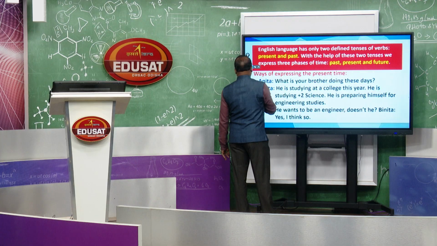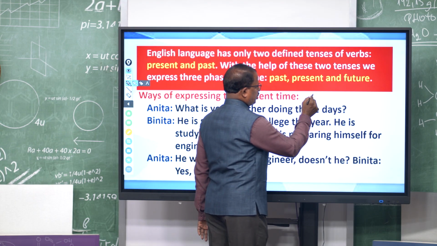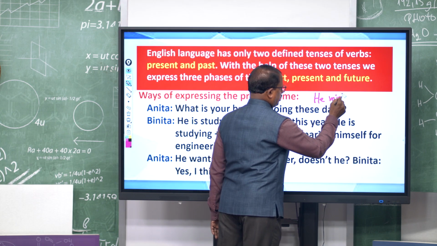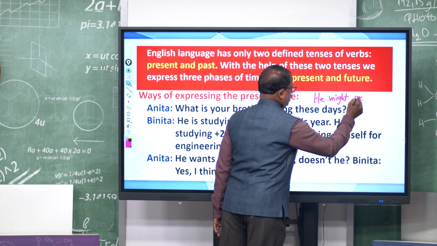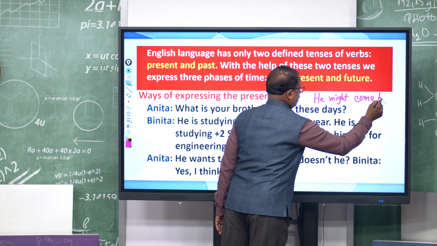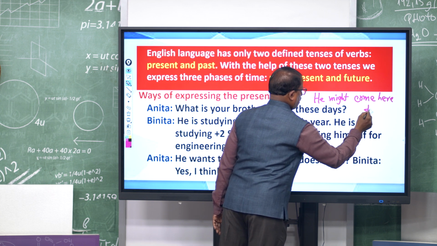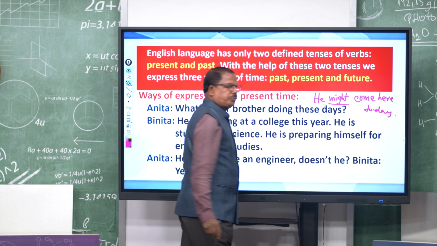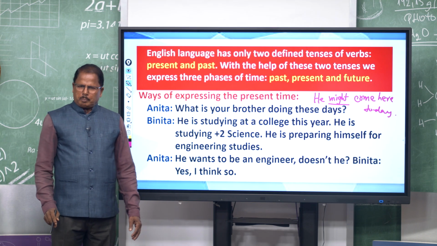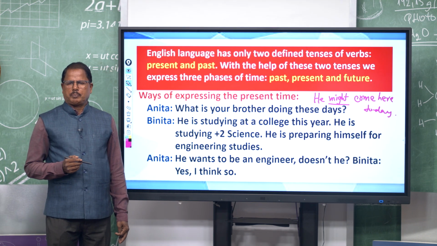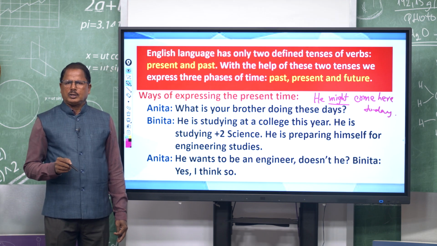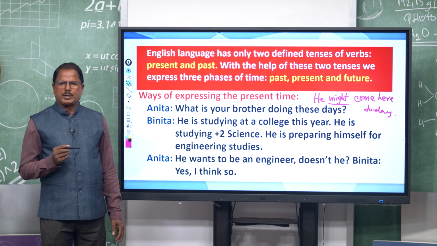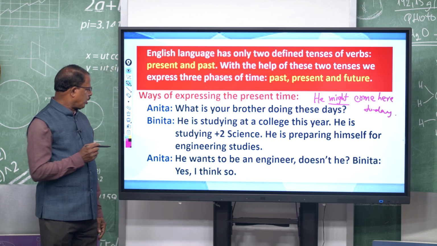So, he might come here, you just see. Might, this verb is in past tense, but it talks about future time. So, the sentence is in past tense, but it says he might, that is, possibility, right.